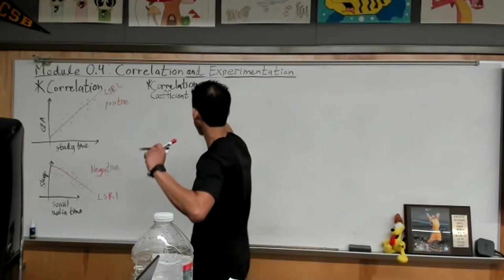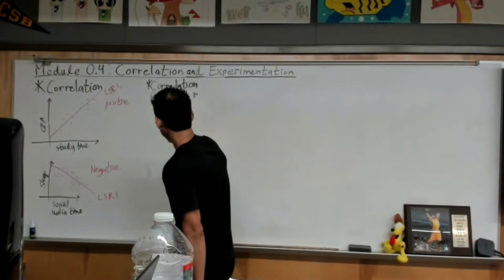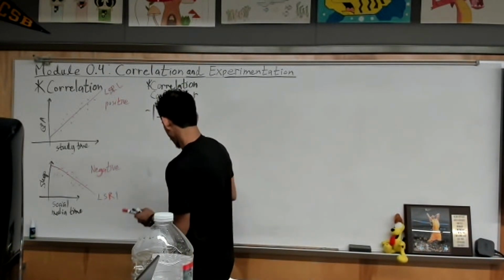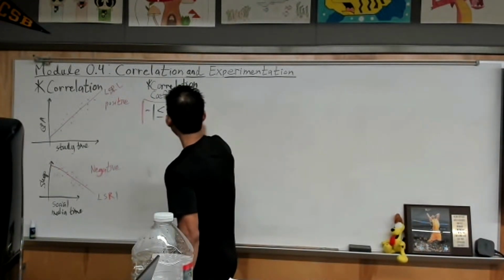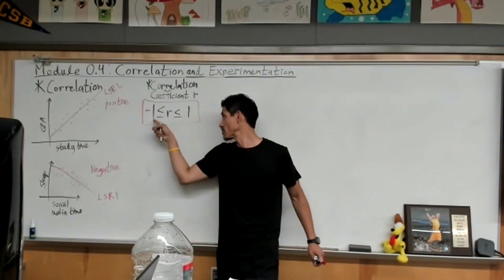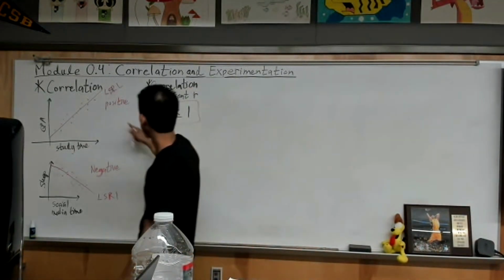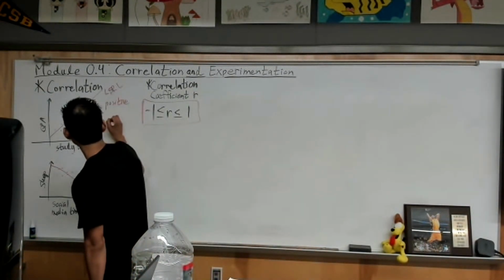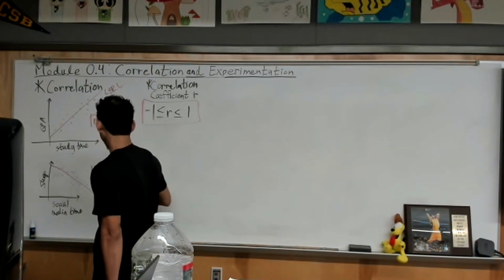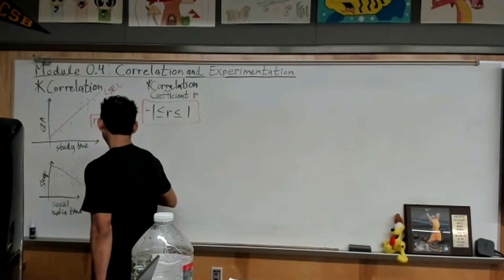But yeah, it's lowercase r, and this value will always be between 1 and -1. The closer it is to 1, the more positive. The closer it is to -1, the more negative. So maybe we could say this is about 0.8. It's positive. And we could say this is about -0.8. Let's say -0.7.